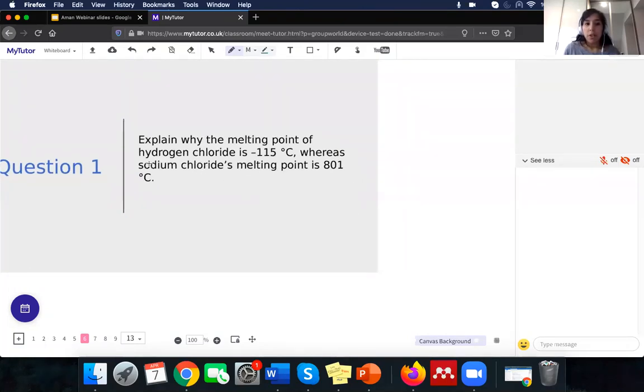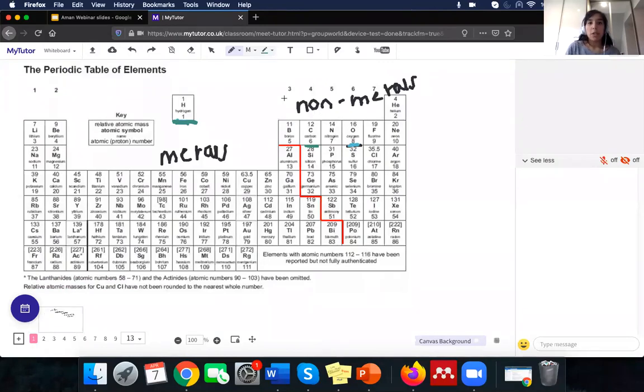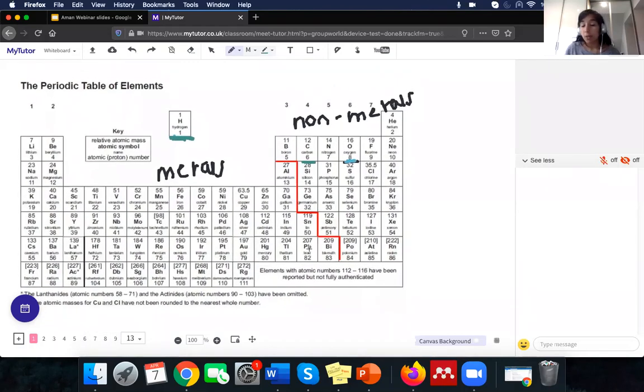Okay, so hydrogen chloride. If we look at our periodic table, hydrogen is a non-metal and so is chlorine. Great, so someone has said that hydrogen chloride is covalent and the sodium compound is ionic, which is absolutely brilliant. That's exactly what's going on. So hydrogen is a non-metal, chlorine is a non-metal. Therefore, the bonding in hydrogen chloride is covalent.